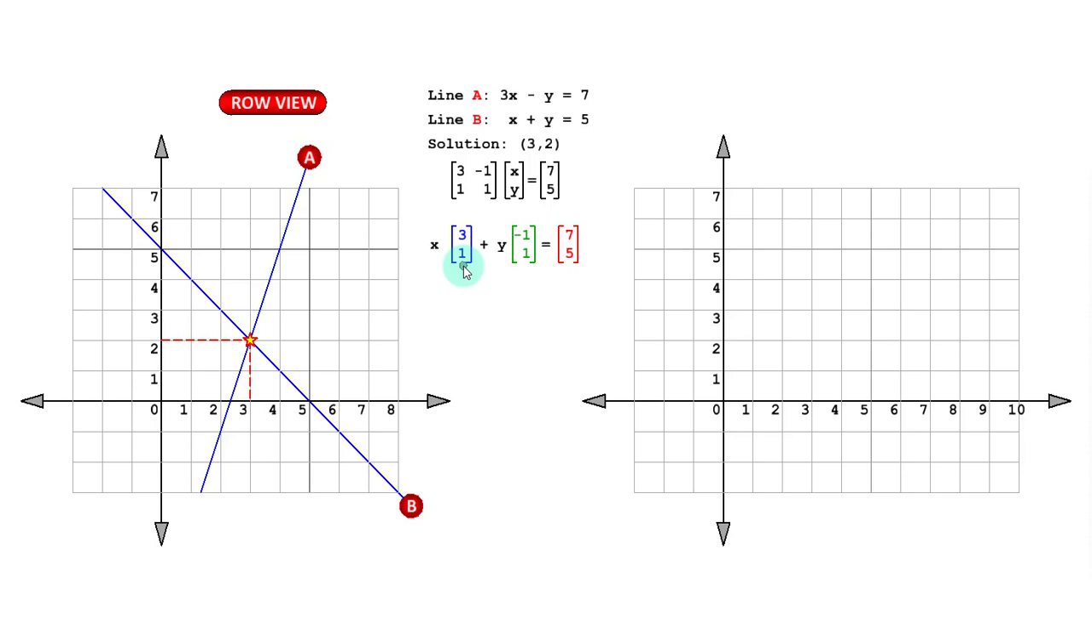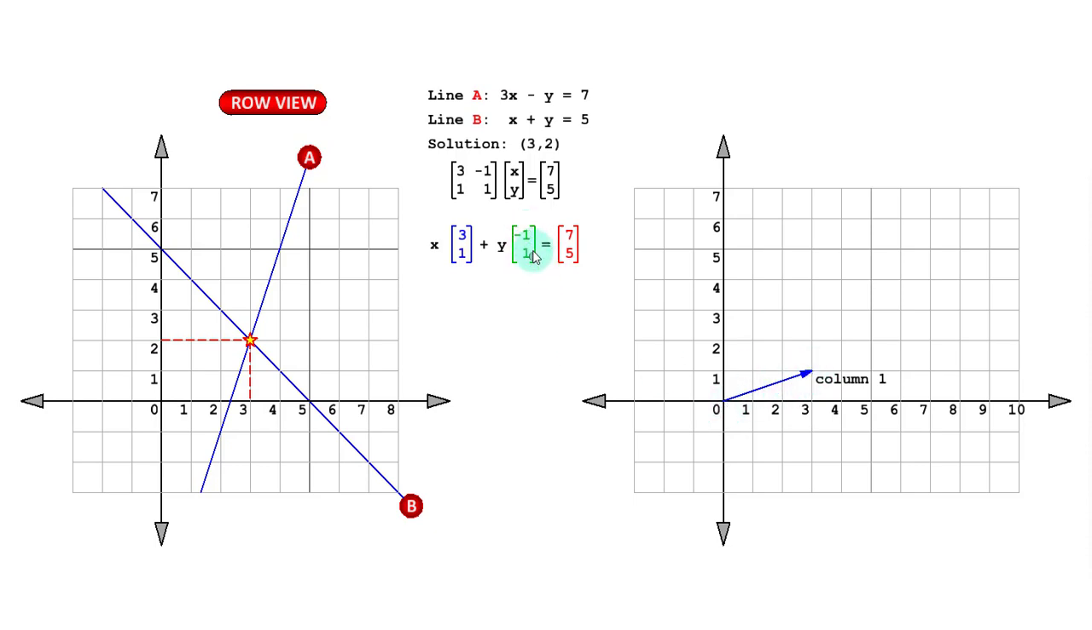And that is for good reason. A column can be represented geometrically as a vector. And here is our first column represented as a vector. The column is 3, 1. So we are going 3 units in the x direction and 1 unit in the y direction, giving us this vector.